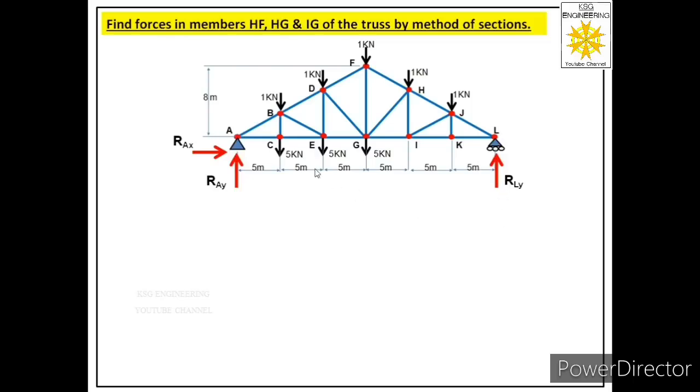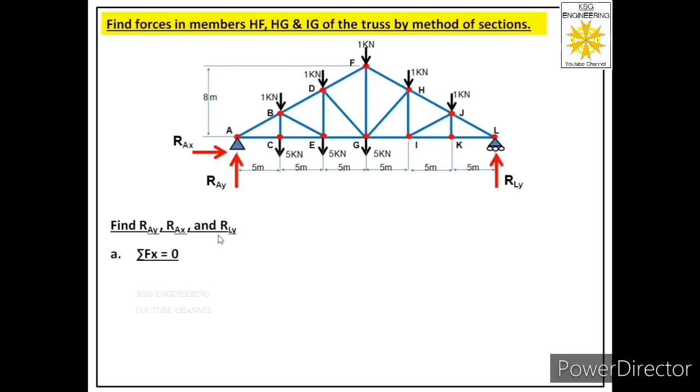So the first step is to identify the supports given in the truss and label the reactions provided by those supports. The next step is we have to find the values of these reactions through equations of equilibrium. So let us apply the second step. Now we will find RAY, RAX and RLY through equations of equilibrium.